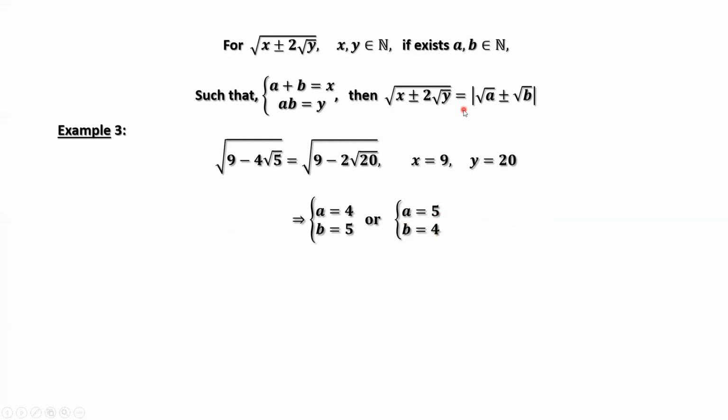We can use this result: absolute value of square root of A, here is minus, square root of B. Use this set or this set, it doesn't matter. Square root of 4 minus square root of 5, because that's absolute value, square root of 5 should be first, minus square root of 4. Square root of 4 equals 2. Square root of 5 minus 2 is the answer for example 3.